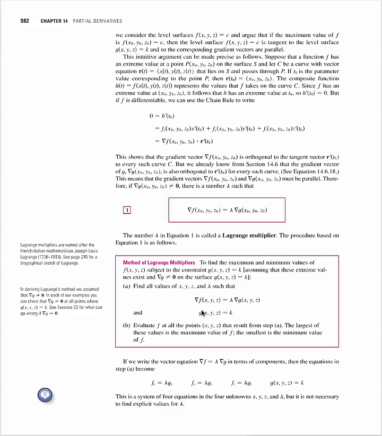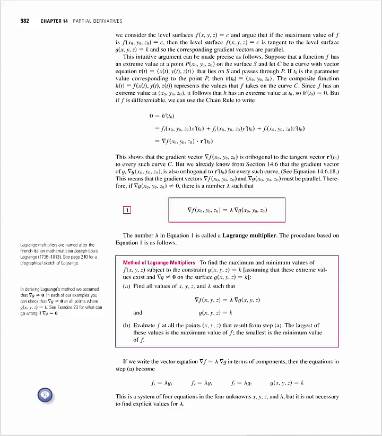We find all the solutions to these 4 equations, and we evaluate f at those points. Remember, we're trying to optimize f, and the largest value that I get is the maximum value of f, the smallest is the minimum value. So pay really, really close attention to this method of Lagrange multipliers.